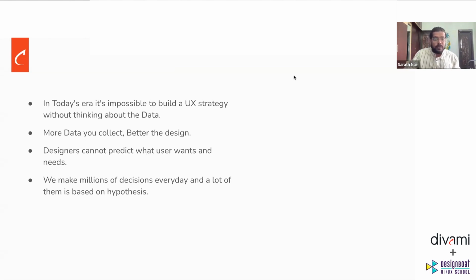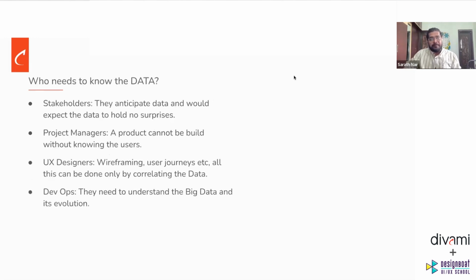And you might have heard also that we make millions of decisions every day, and a lot of them are based on hypothesis and data. On average, a person takes 35,000 decisions every day. So that is something which we need to understand.